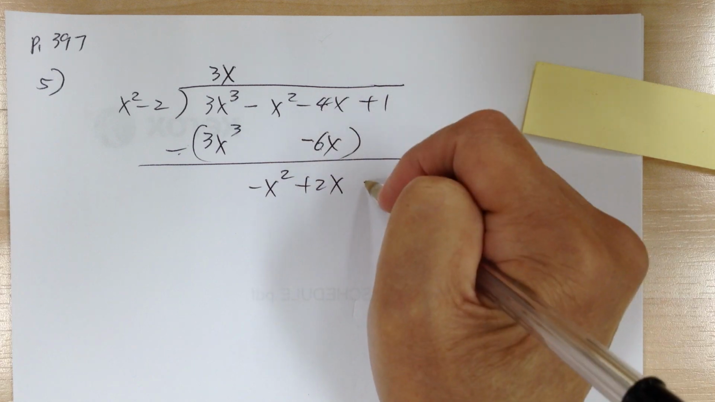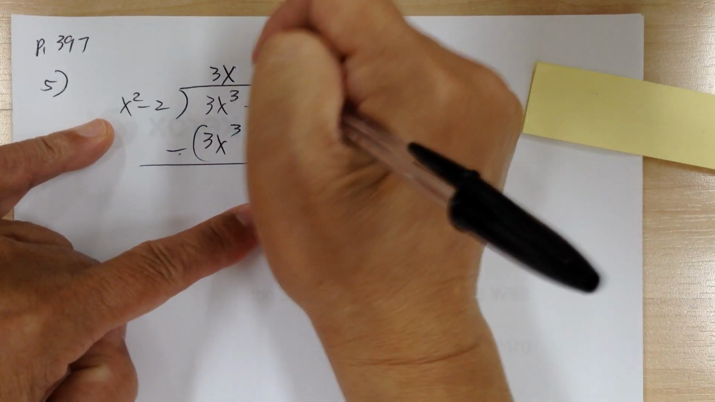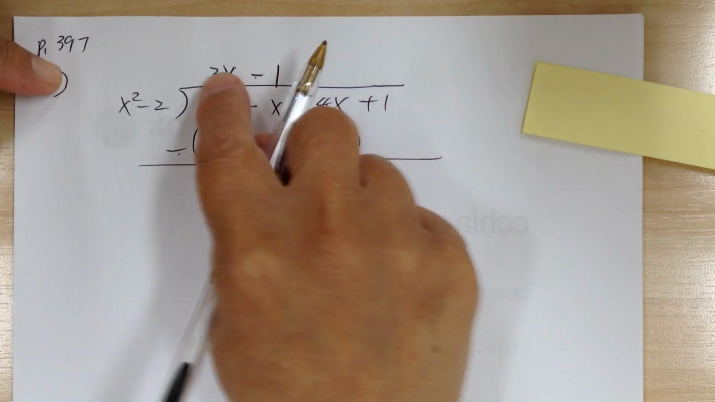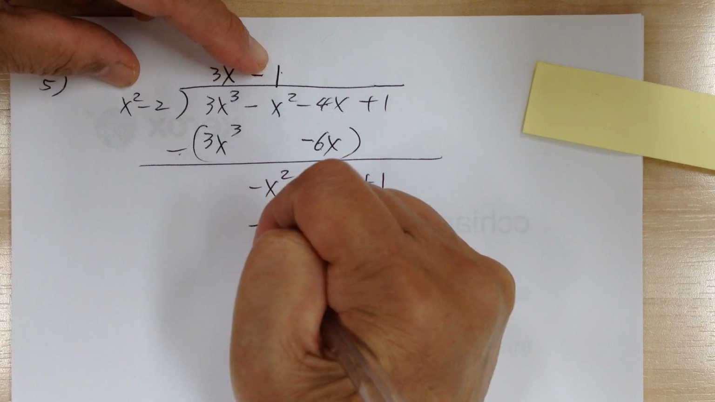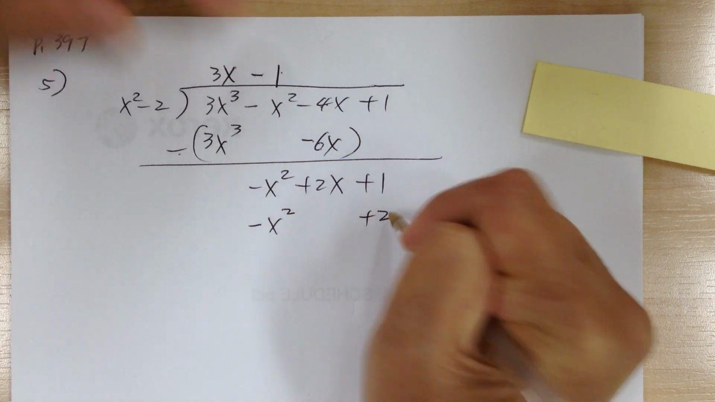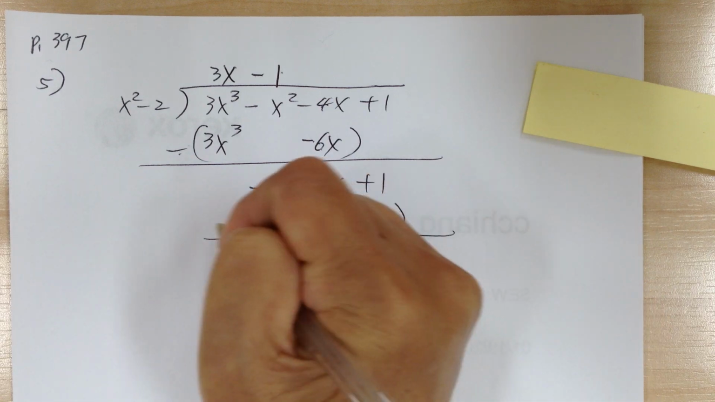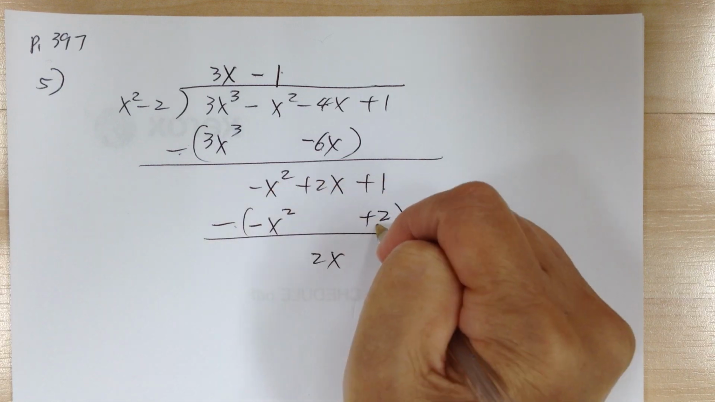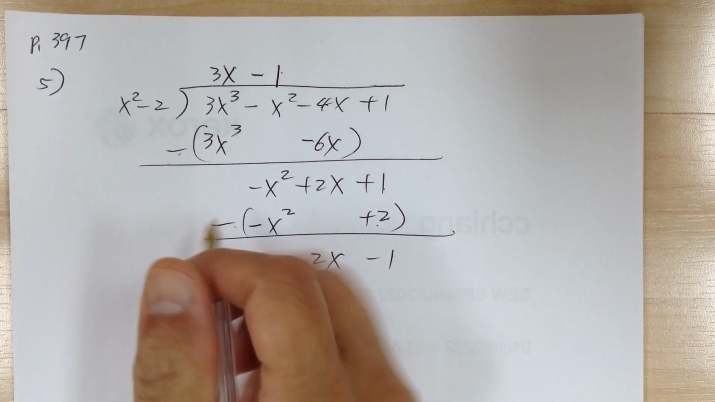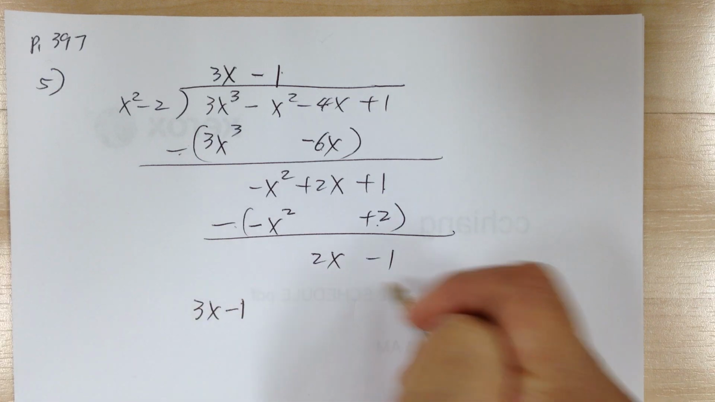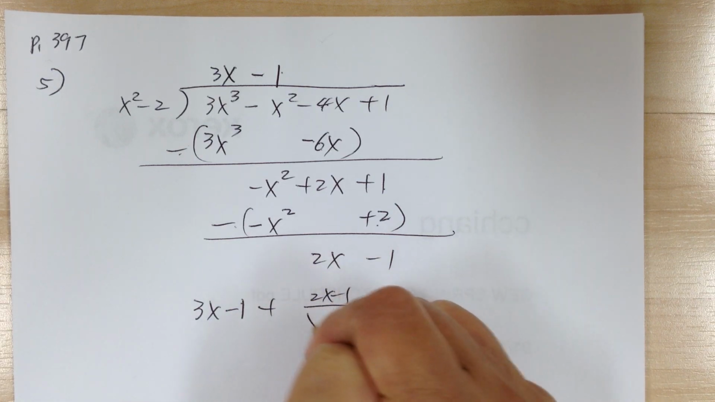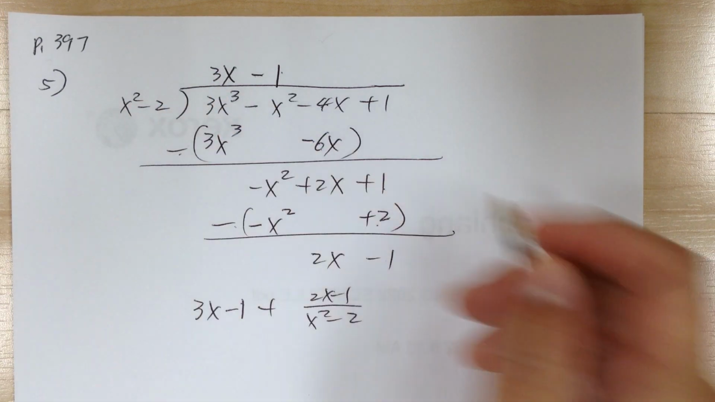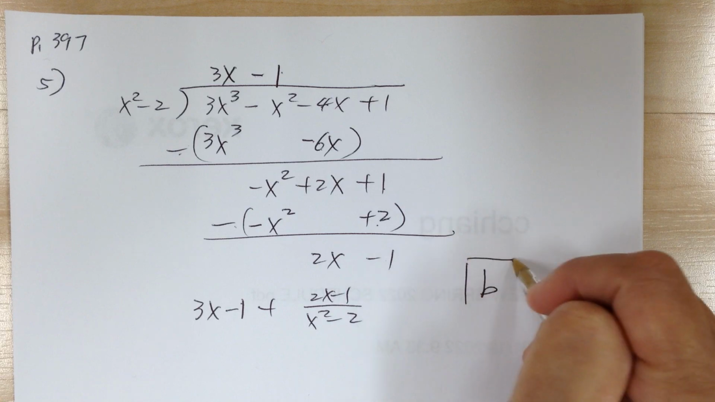So after you subtract, you drop the next term. So from here, you know that you need to get negative 1. And again, all this has to go down in order. So when you multiply, you're going to get negative x squared plus 2. So line it up, put parentheses, subtract. So this will be 2x. Now 1 minus 2 will give you negative 1. So your answer would be 3x minus 1 plus (2x minus 1) over x squared minus 2, right? Your remainder over the divisor. So check your answer. This would be answer B.